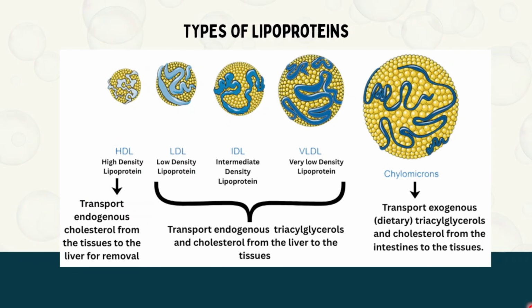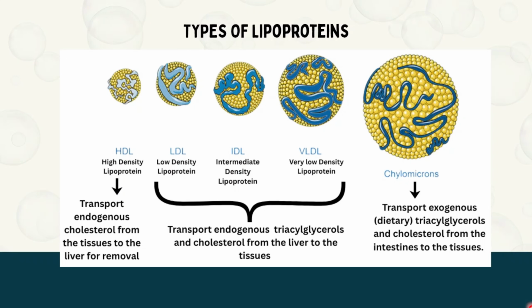And finally, we have the high density lipoprotein, the HDL, which transports endogenous cholesterol from the tissues to the liver for removal. So cholesterol that is in your tissue, the HDL would transport it to the liver specifically for excretion via the bile acid.